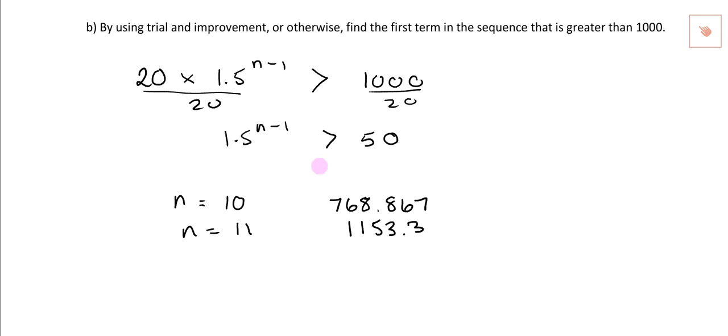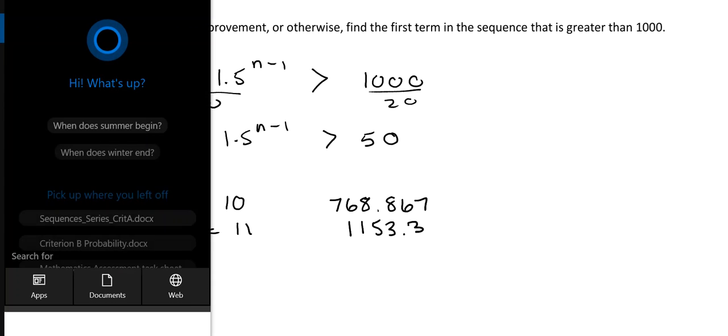So how do I do that? Just chuck it into my calculator. 1.5 to the power of 9 will give me this. So therefore n is 10. Because I've simplified, I don't need the 1,000 anymore. Let me get my calculator to show you.